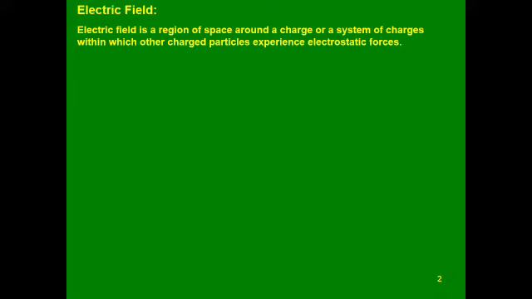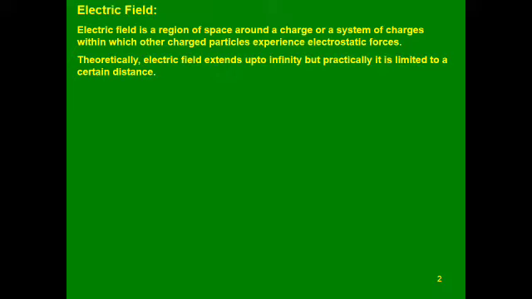So I start with the electric field. Electric field is a region of space around a charge or a system of charges within which other charged particles experience electrostatic force. Theoretically, electric field extends up to infinity, but practically it's limited to a certain distance. You must understand what is that limiting distance. The limiting distance depends on the value of the source charge, the charge which is producing the electric field.